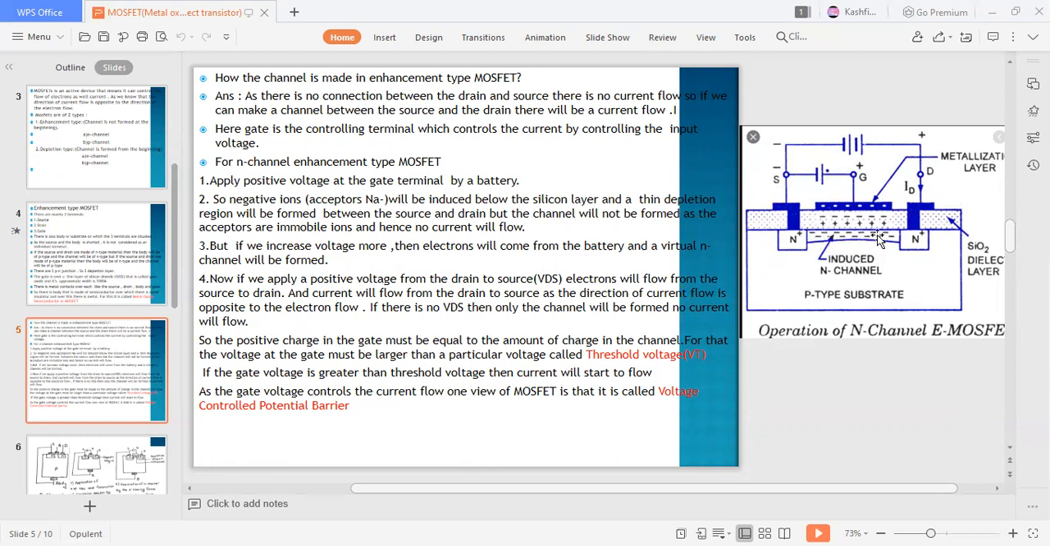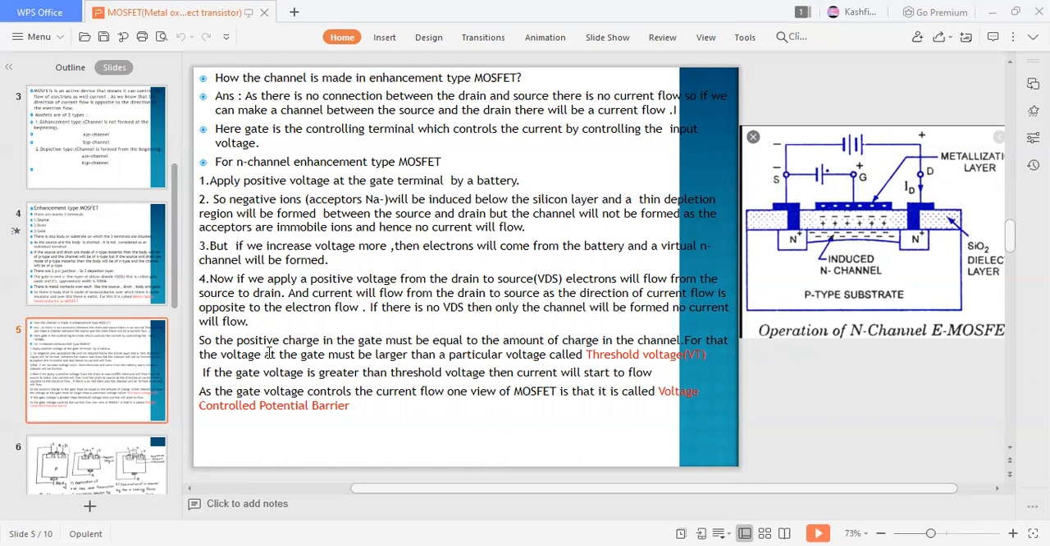So at first we have to apply VGS, then immobile acceptor ions will be induced below the silicon dioxide and a depletion layer will be formed. If we increase VGS more, then electrons will come from the battery and a channel will be formed. After that, if we apply positive VDS, then electrons will start to flow and current will flow.